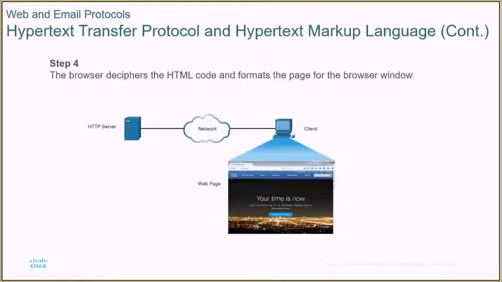Then the browser deciphers the HTML code and formats the page for the browser window. Now, of course, rarely is a page going to be just HTML. How many sites don't have images on them at the very minimum? Once it's interpreted the HTML code, it's probably going to have a link to a picture that you need to download and a whole pile of other things as well. So there are going to be some extra downloads for other files. Again, that will all be on a GET response basis.